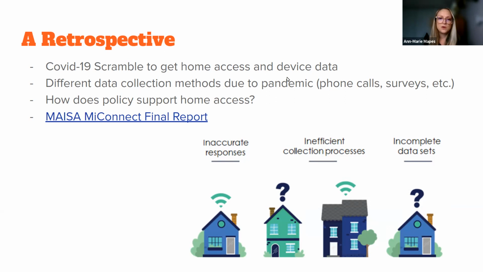Last week, we had the MAISA MyConnect final report become available. That's hyperlinked here in the presentation, which will be available to you later as well. This report is really saying that we don't have a good picture of data available in our state in terms of home connectivity, in terms of whether or not students have broadband in the home. Are they using cellular devices? We know that is not a good method. So we really have incomplete data sets and inefficient data collection processes.